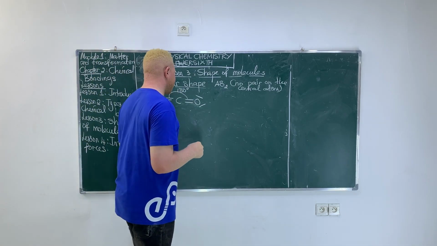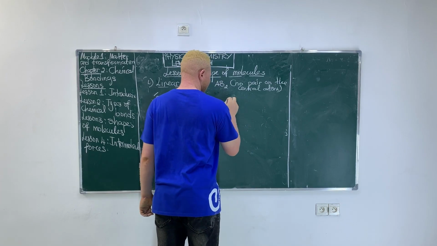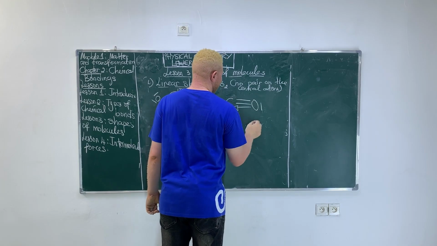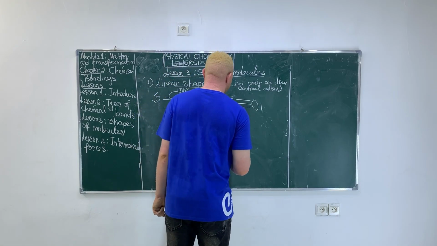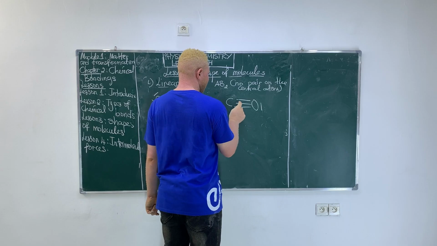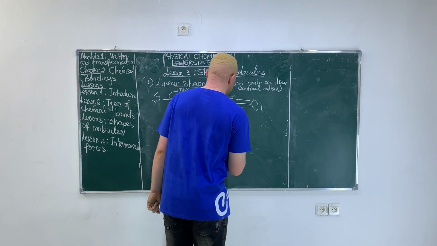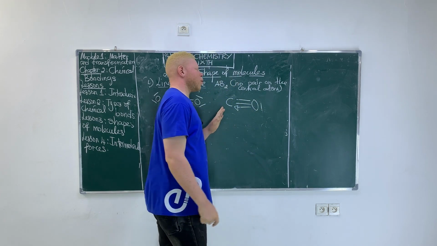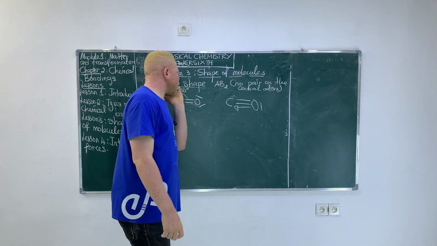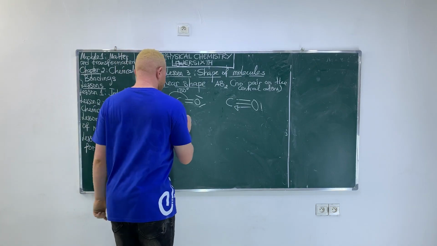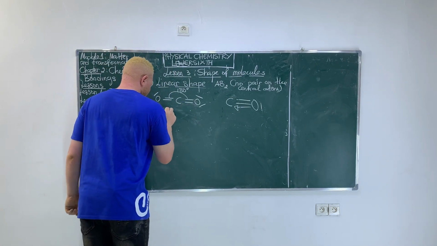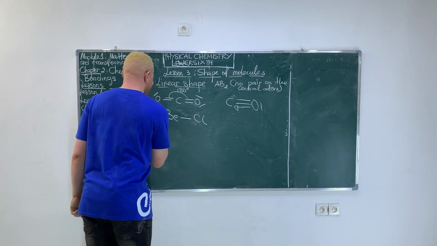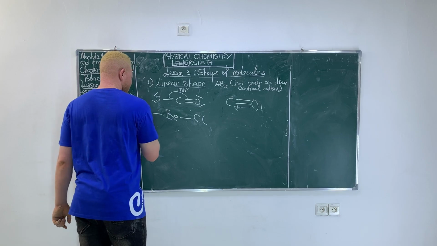We have the one of CO, the molecule of CO. Then we can have the molecule of BeCl2: beryllium, Cl, Cl.